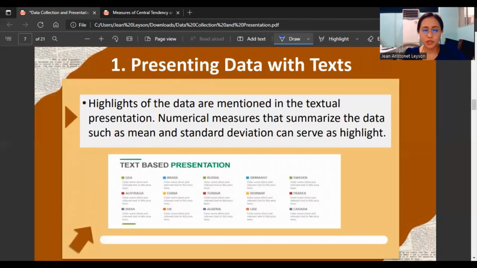So we have here an example, presenting data with texts. Highlights of the data are mentioned in textual presentation. Numerical measures that summarize the data, such as mean and standard deviation, can serve as highlights. So observe how data is presented. Various colors are being used to emphasize these data. And below each country, there is a certain description in terms of words, texts, and paragraphs.